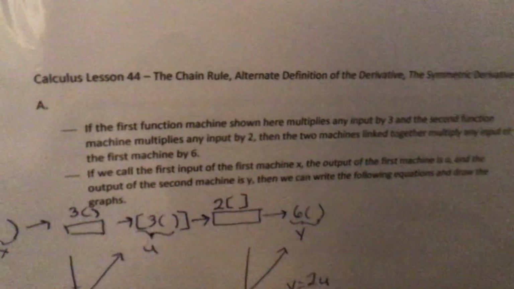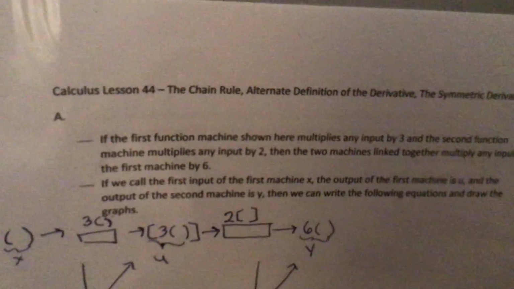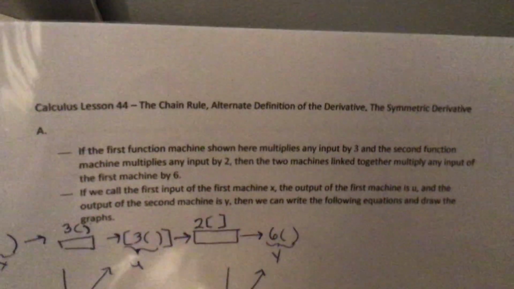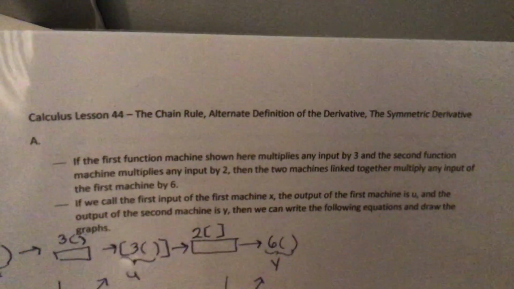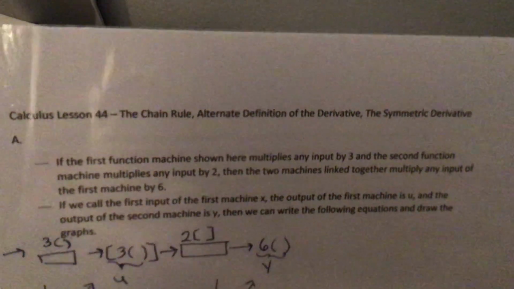Okay, lesson 44. So chain rule, an alternate definition of a derivative, and a symmetric derivative. We keep going back and forth between a derivative and an integral, and that's okay. But this is something else to apply for a derivative, not integrals. We're not applying it there yet.